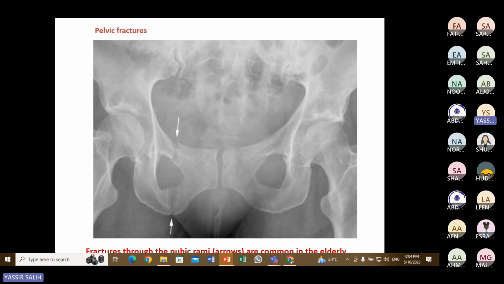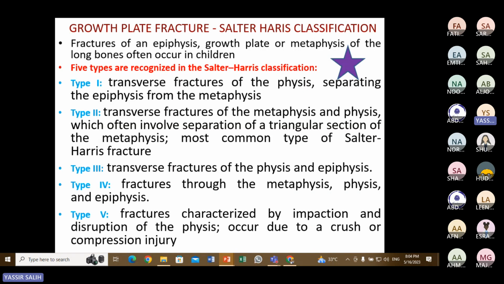Okay, almost all of you know how to classify fractures according to Salter-Harris. The story may show multiple views of a child's bone demonstrating a fracture in, for example, the metaphysis or epiphysis. What type of fracture is this? It is important.